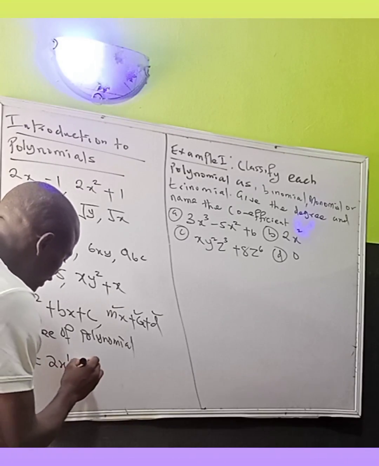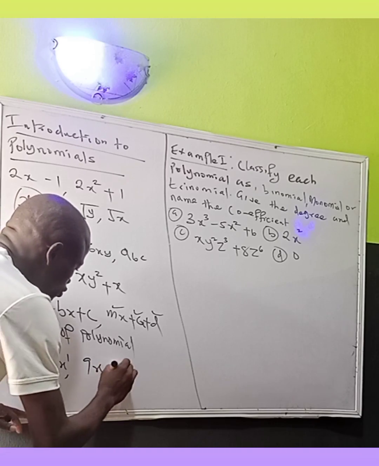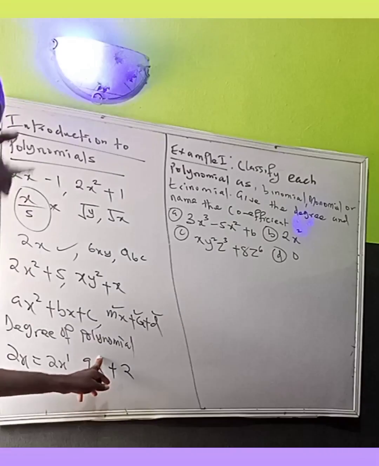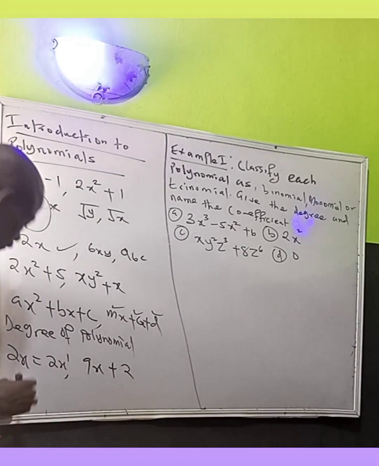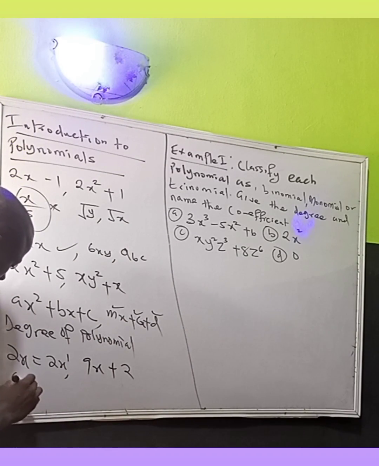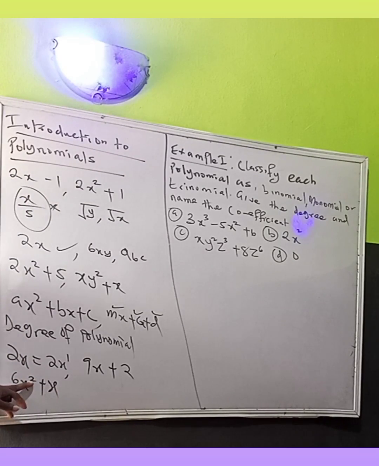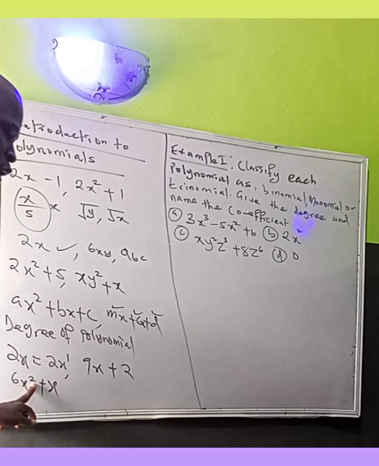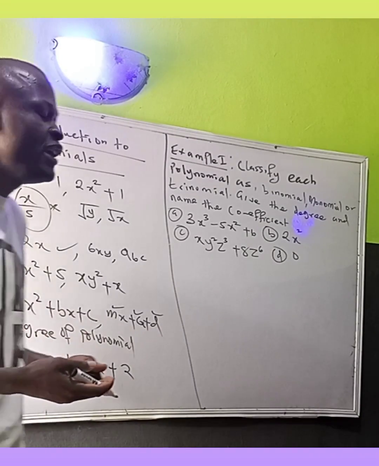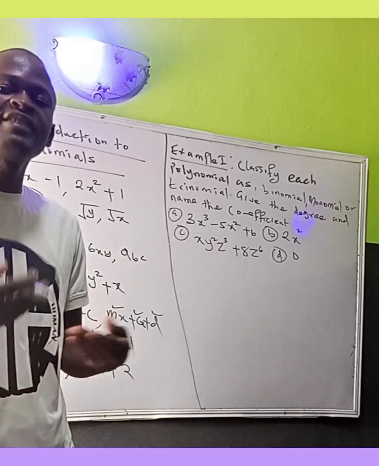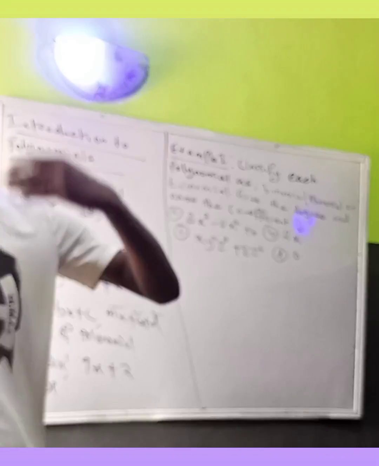If you have 9x plus 2, the highest power of x is 1. The degree of this polynomial is 1. If I have 6x squared plus x, the highest power of x here is 2. So the degree of this polynomial is degree 2. So we have polynomials of degree 4, degree 5, degree 6, degree 7, depending on the powers.